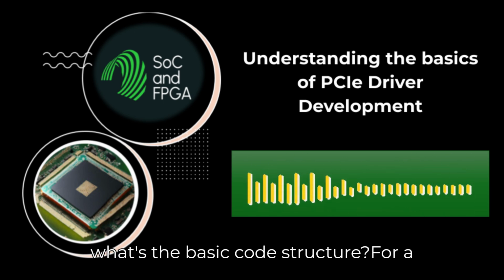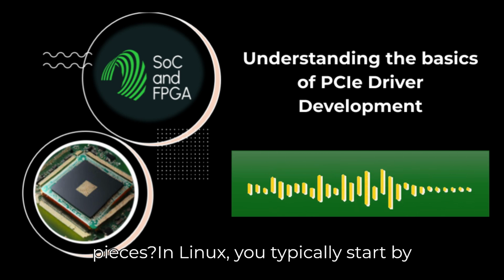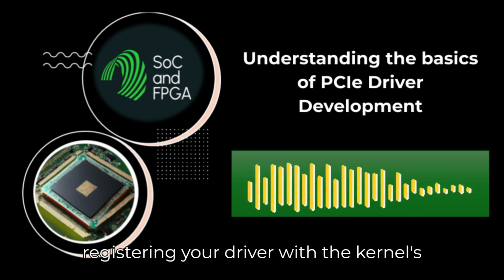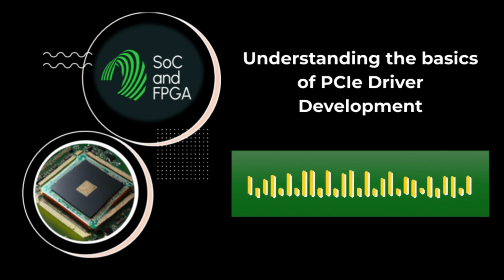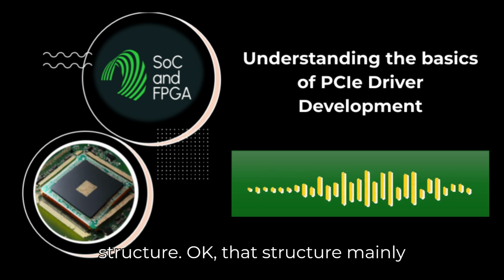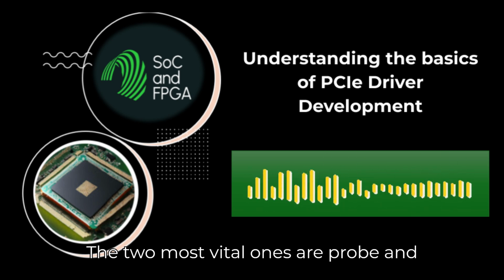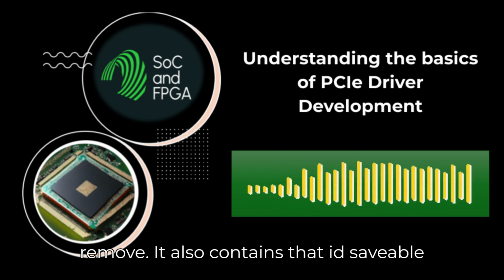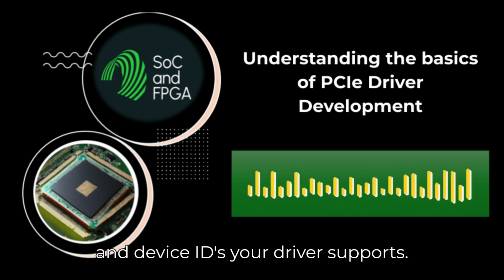So what's the basic code structure? For a Linux driver, what are the essential pieces? In Linux, you typically start by registering your driver with the kernel's PCI subsystem using pci_register_driver. You pass it a struct pci_driver structure. Okay. That structure mainly contains pointers to callback functions. The two most vital ones are probe and remove. It also contains that ID table we talked about, which lists the vendor and device IDs your driver supports.